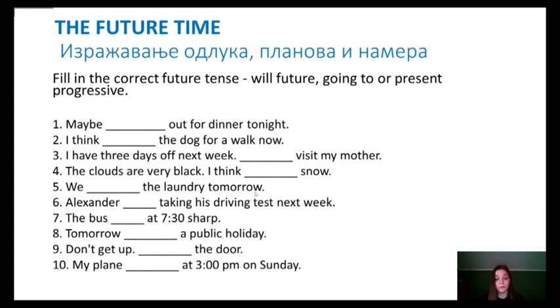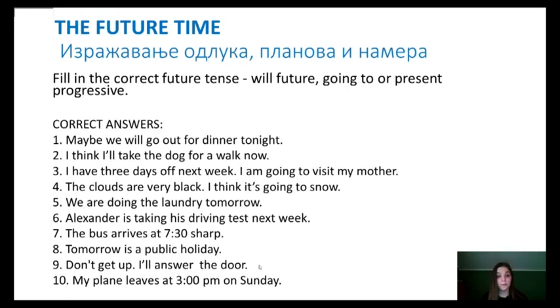We are going to do the laundry tomorrow. 6. Alexander is taking his driving test next week. 7. The bus arrives at 7:30 sharp. 8. Tomorrow is a public holiday. 9. Don't get up, I'll answer the door. And 10. My plane leaves at 3 p.m. on Sunday. Let's see the correct answers and the examples of uses they represent.